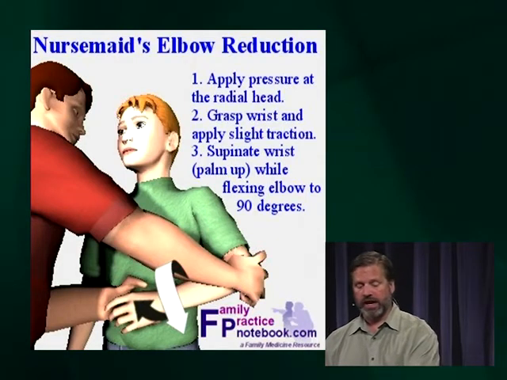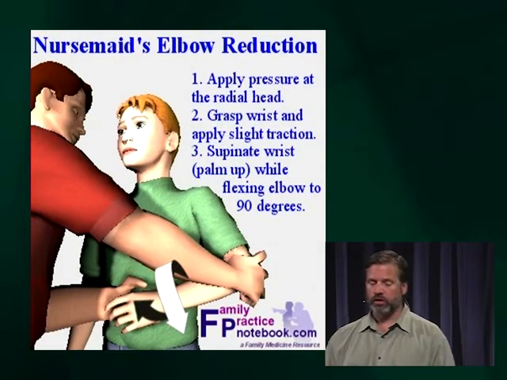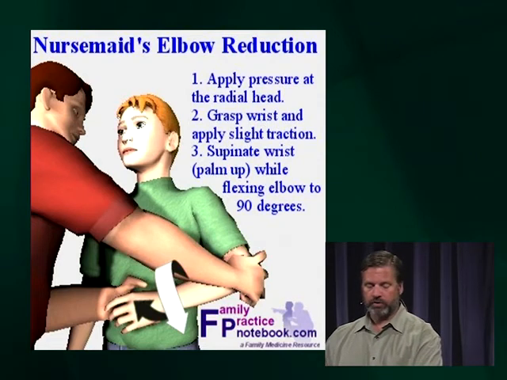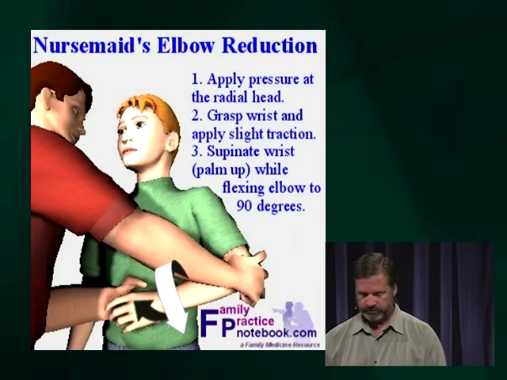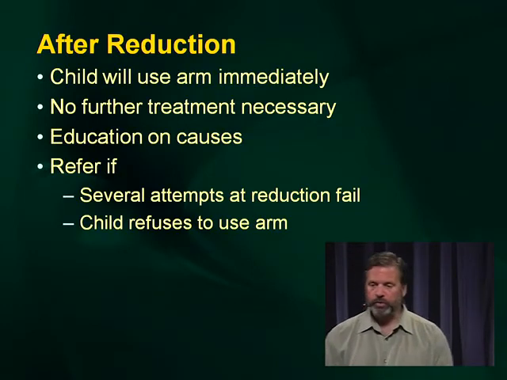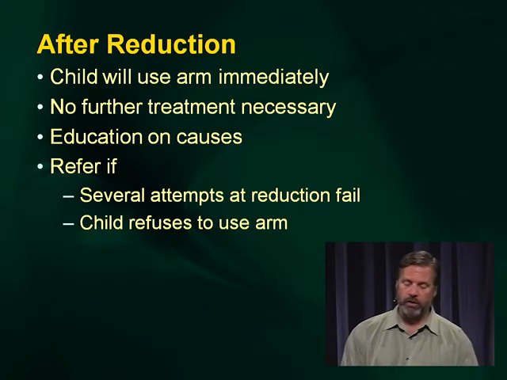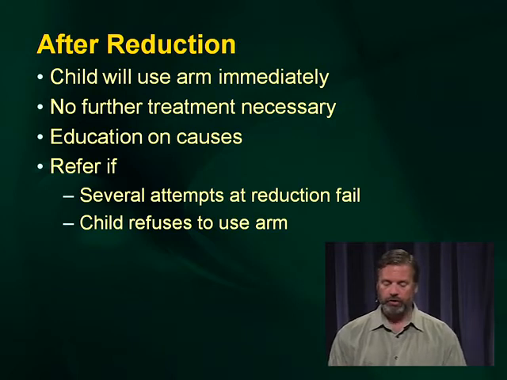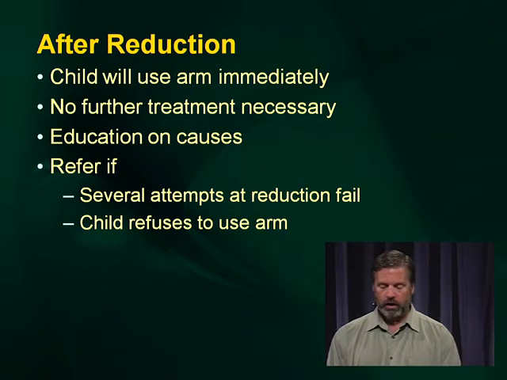This is a very accurate way to reduce the nursemaid's elbow. The only inaccuracy in the drawing, some of you might observe, is that avatar looks a lot older than the kid who's typically at risk. After reduction, typically the child will use the arm immediately. No further treatments necessary. A lot of education about what causes this. Refer if there are several attempts at reduction that fail or the child refuses to use the arm after the reduction.